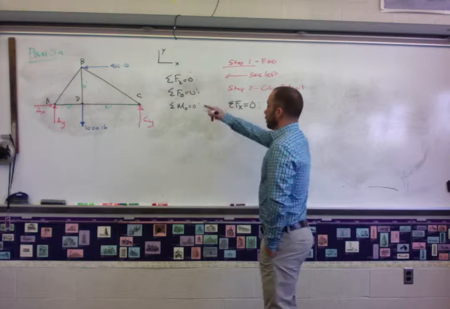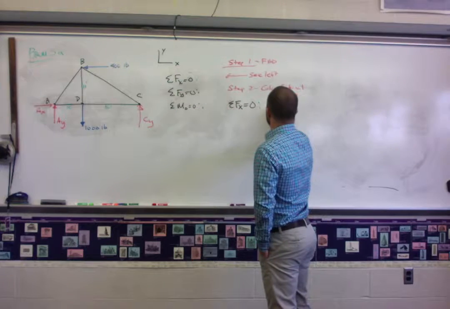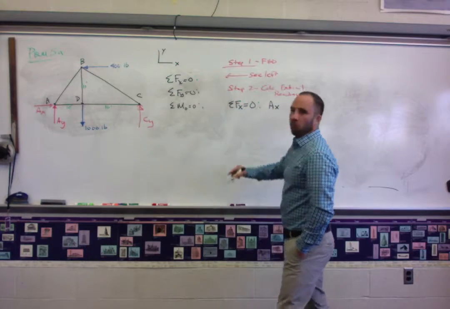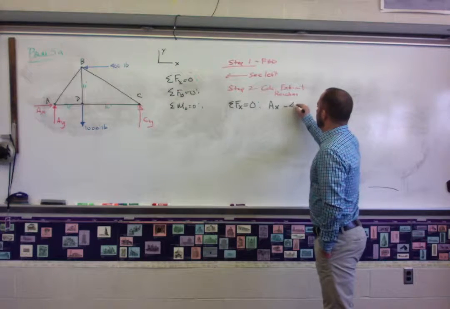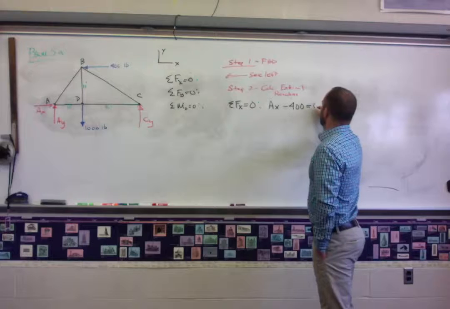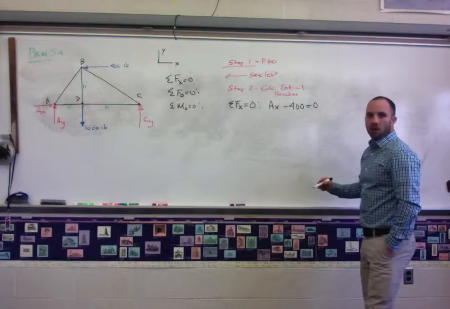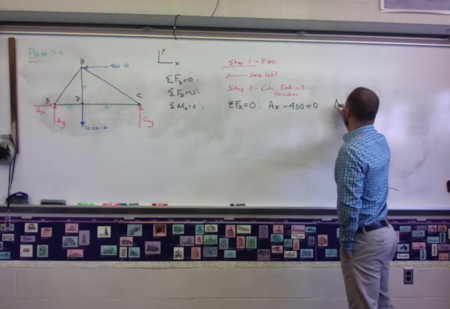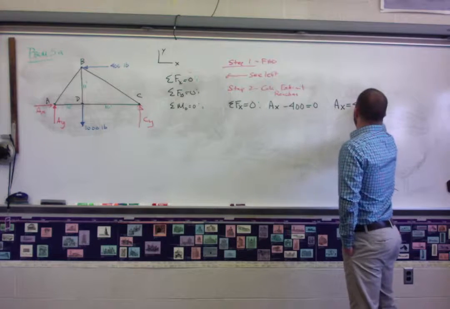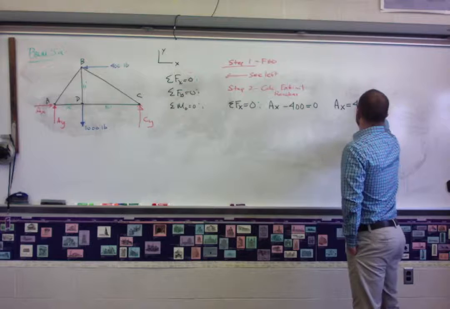All right. So I have AX, positive. What direction is the 400? Negative. It's going to the left, equal to 0. Can I solve for AX? Yes. All right, good. AX is equal to 400 pounds. Box your answer.